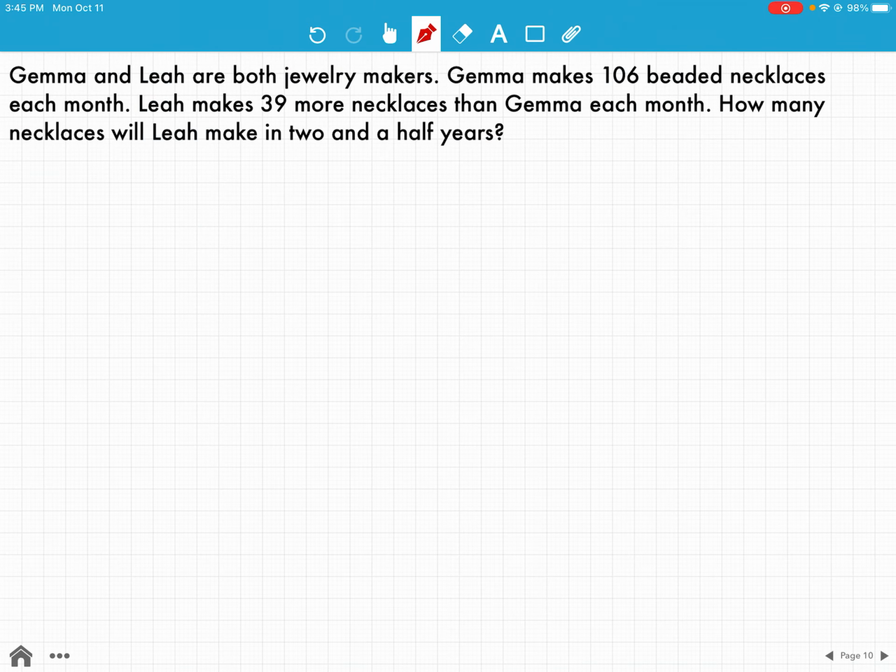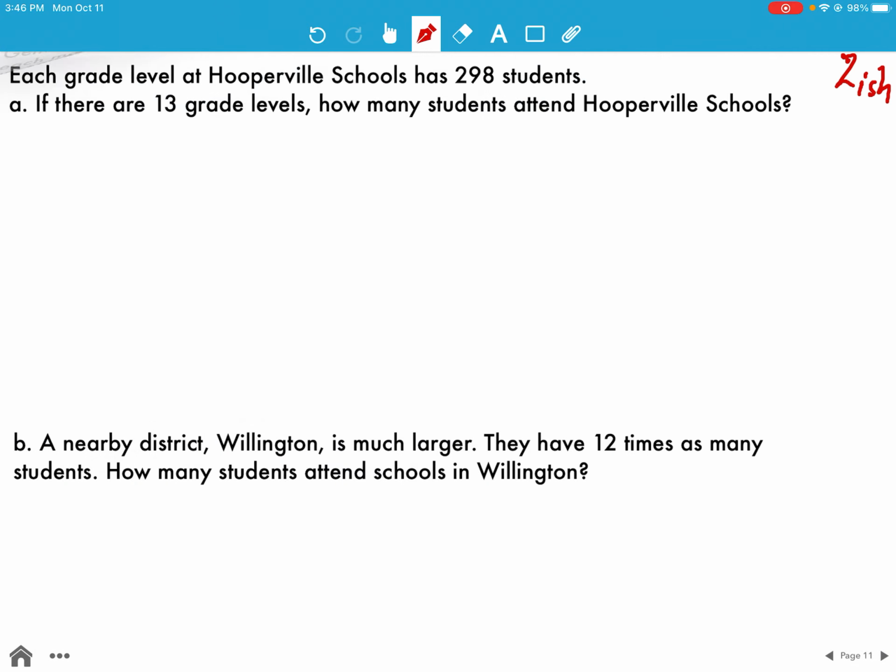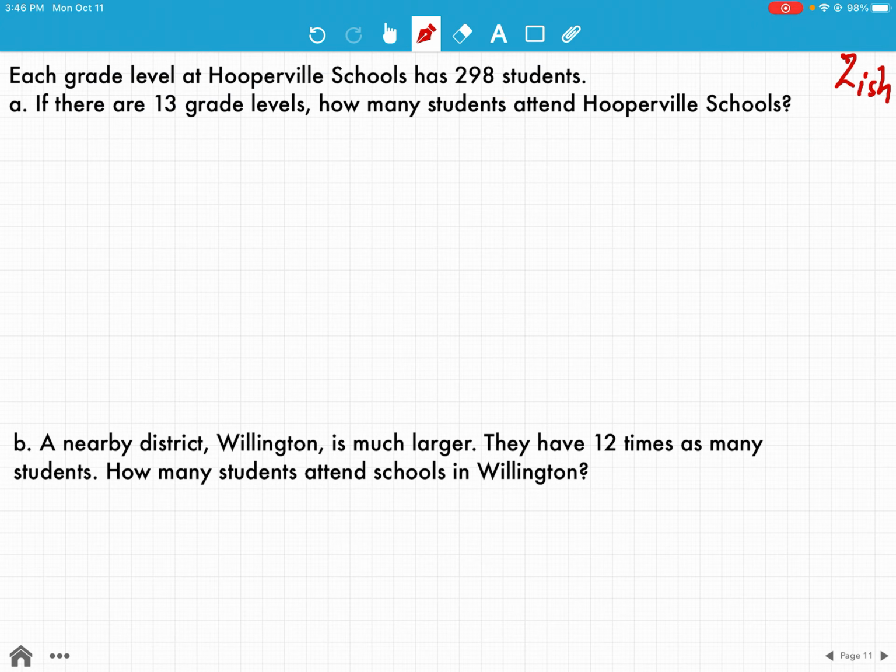So I have some problems that we did in class and then some that I modified to look similar to what the homework might be. I'm going to start with this one, which we did in class, but I also want you to see that it is close to 2. So it's 2-ish as I put up in the corner. Each grade level at Hooperville School has 298 students. If there are 13 grade levels, how many students attended Hooperville School?